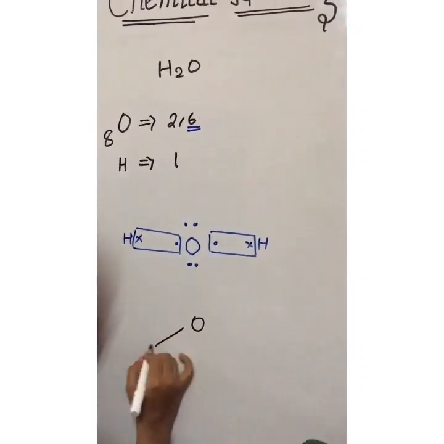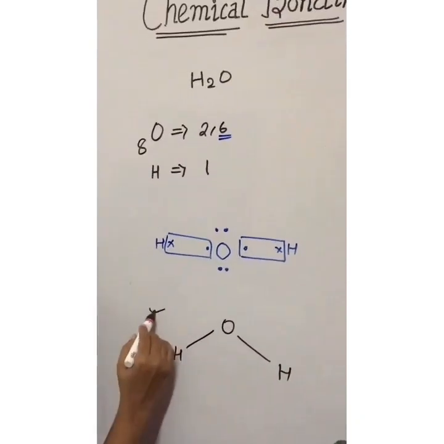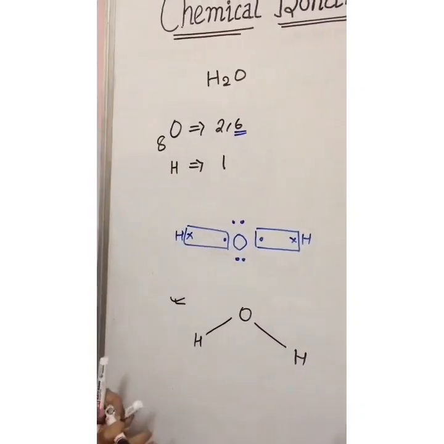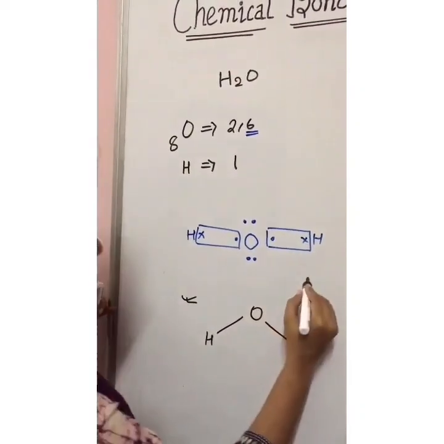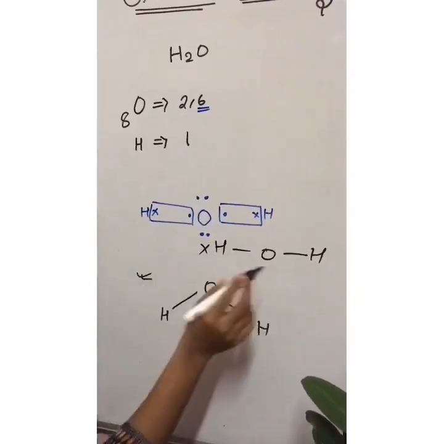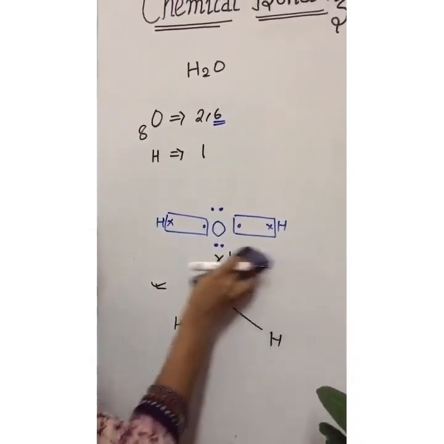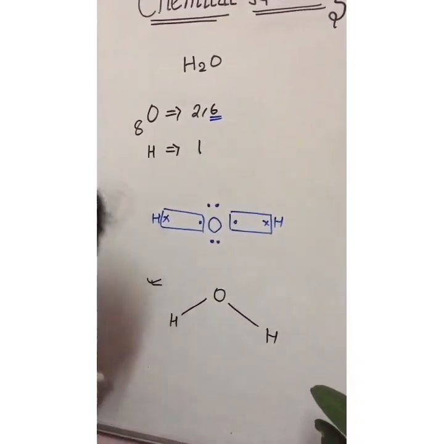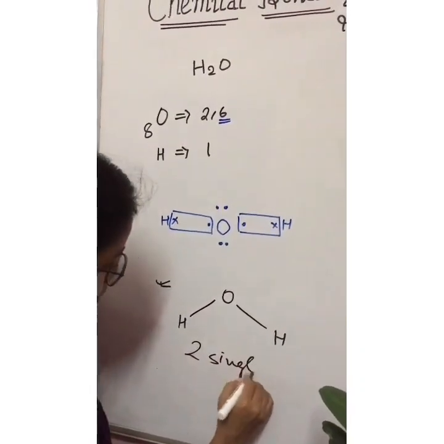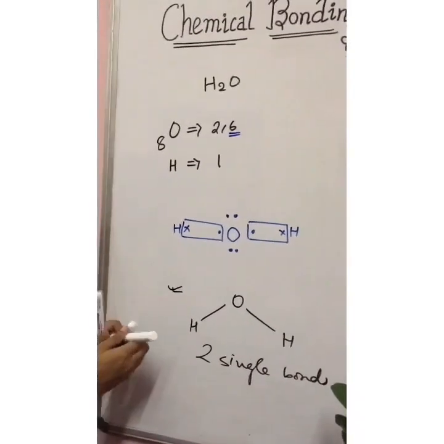So oxygen, hydrogen, hydrogen. Now you will ask, why did I draw this hydrogen bent? Because water has a bent structure. Water is never linear. We can't draw water like this. Why it is not linear, you will study later. But for now, you know that we can't draw it straight. We have to draw it like this, with two single bonds.